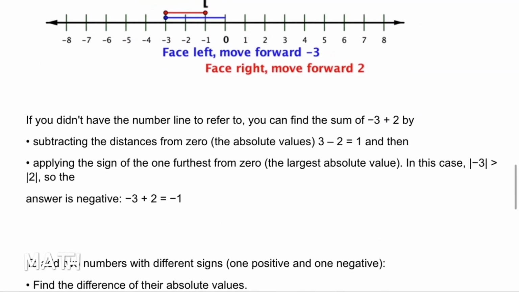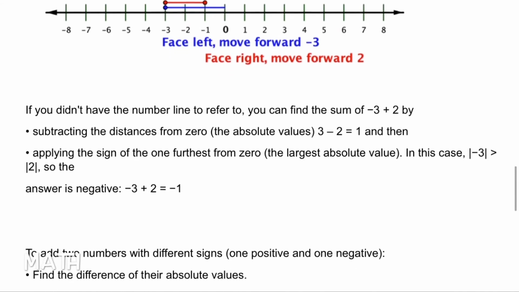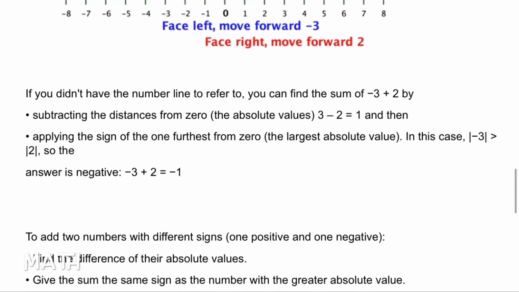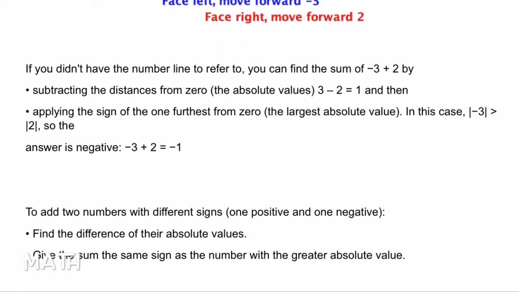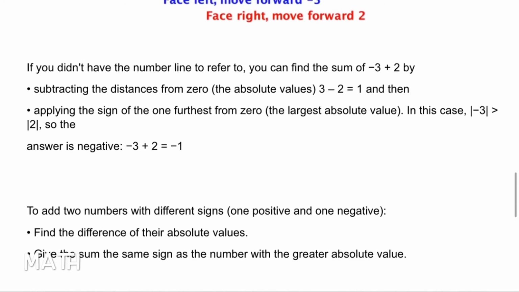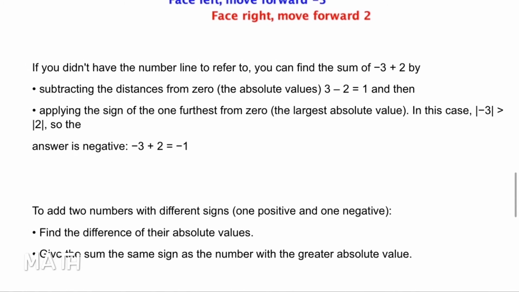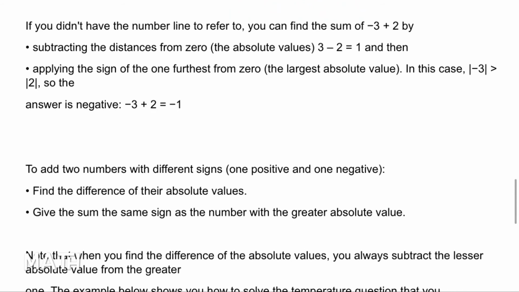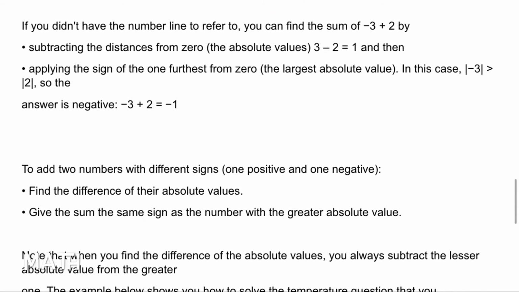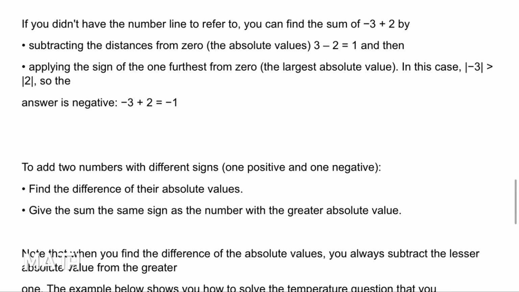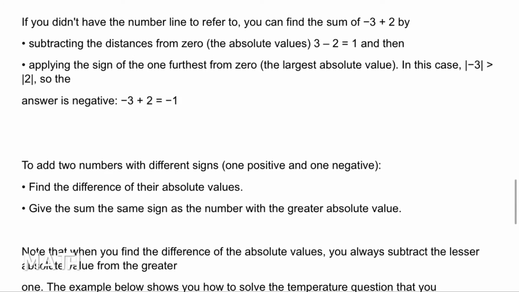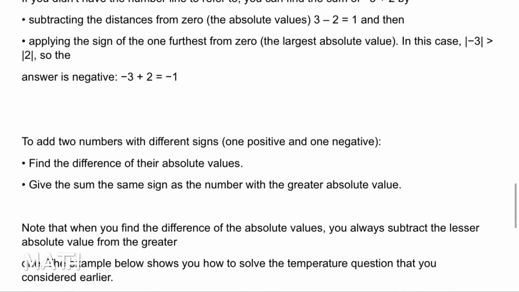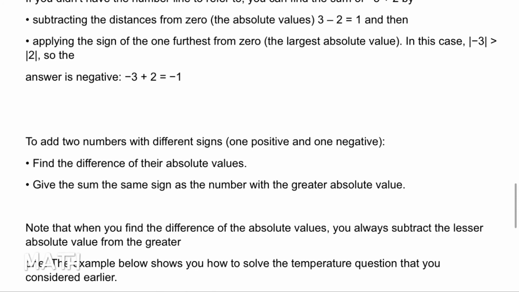Okay. If you didn't have the number line to refer to, you can find the sum of negative 3 plus 2 by subtracting the distances from 0. The absolute value of negative 3 is 3, and 3 minus 2 equals 1. And then applying the sign of the number furthest from 0, the largest absolute value, in this case negative 3, which is further than 2. So the answer is negative. Negative 3 plus 2 equals negative 1.